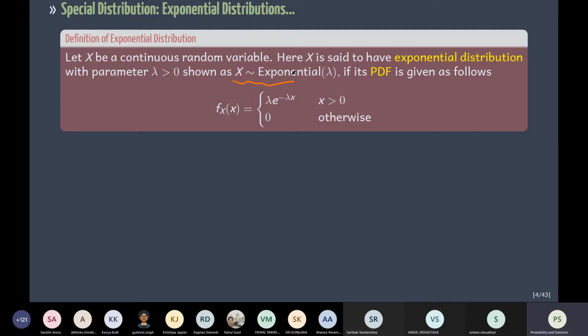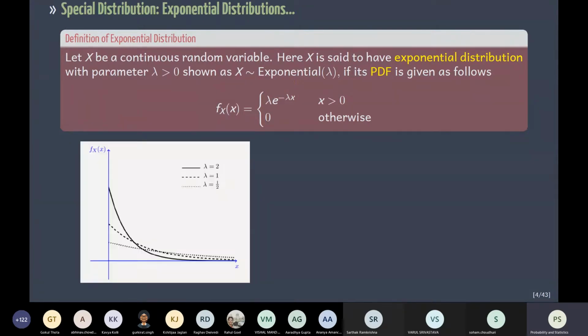All the distributions have certain notations that we should be careful of. It is defined as exponential if the PDF is given as follows, where f_X(x) is lambda e to the minus lambda x when x is greater than 0, and it is 0 otherwise. These are the PDFs that you have to remember. It's a good thing to remember, because in a lot of applications of probability, if you remember this, then you can immediately see where the problem belongs to. So you have to really remember this PDF.